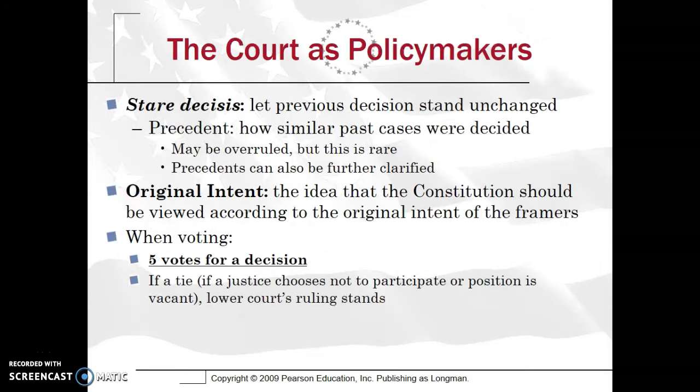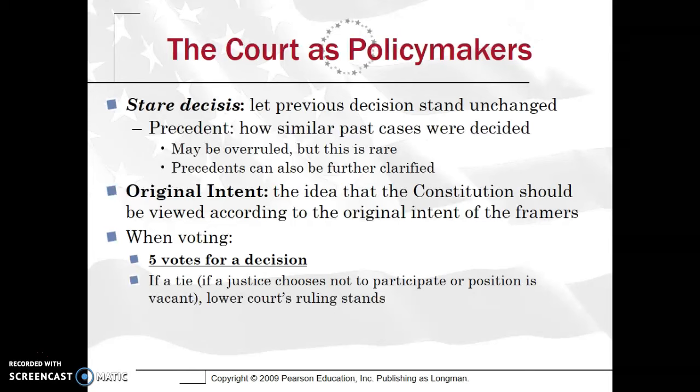Also important to note is that when you have cases coming to the court in your ruling, there's a concept known as stare decisis, in which you're letting the previous decision stand unchanged. So basically, you're deferring to the precedent, how similar past cases were decided. Supreme Court justices do not like to overturn or overrule cases. It can happen, but it is rare. Precedents can also be further clarified or narrowed. That's important to note.